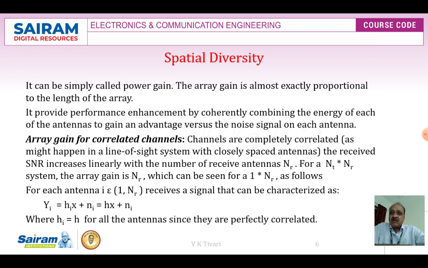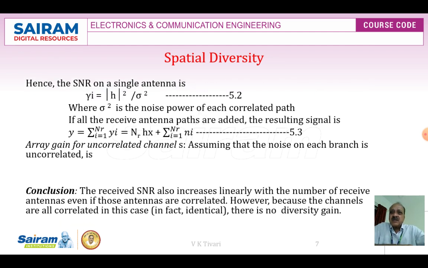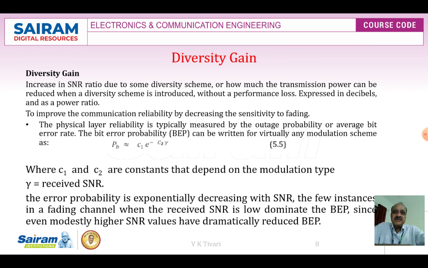Array gain for correlated channels is defined by the following equations. Here also you can see the equation. What is the conclusion? You can say that in spatial diversity, the received SNR increases linearly with the number of receive antennas, even if those antennas are correlated. However, because the channels are all correlated, in this case identical, there is no diversity gain.